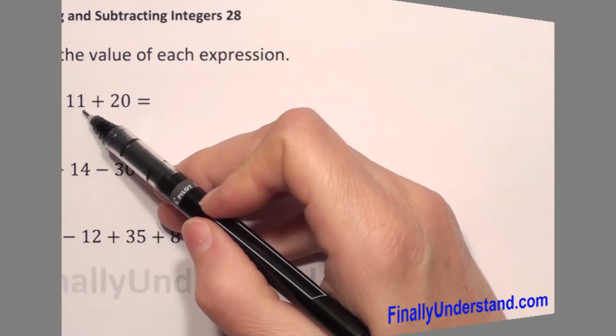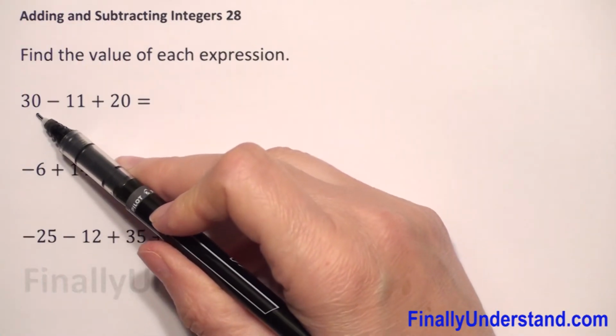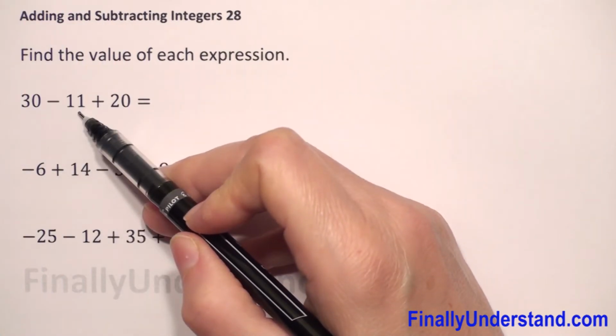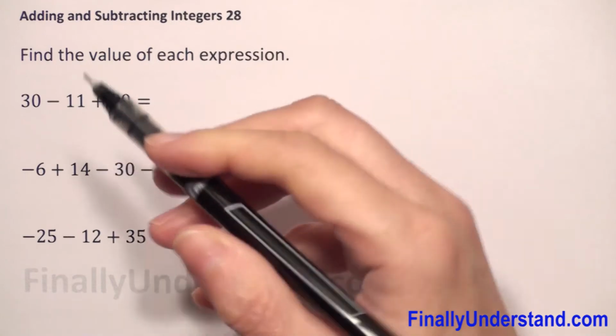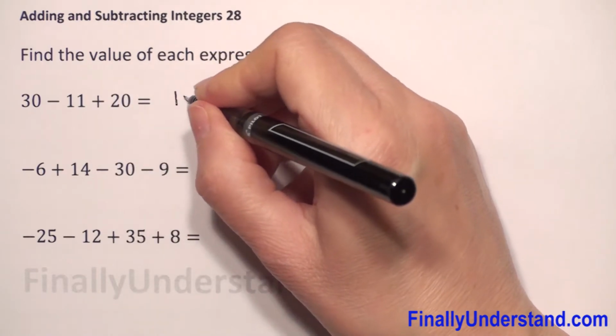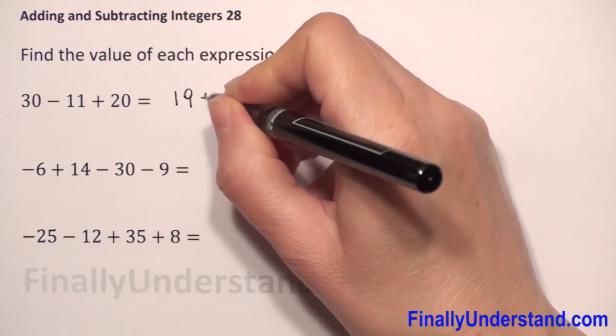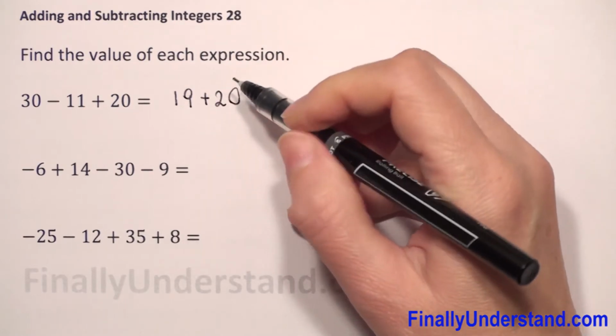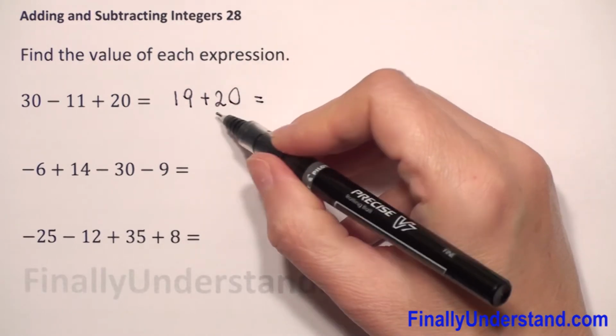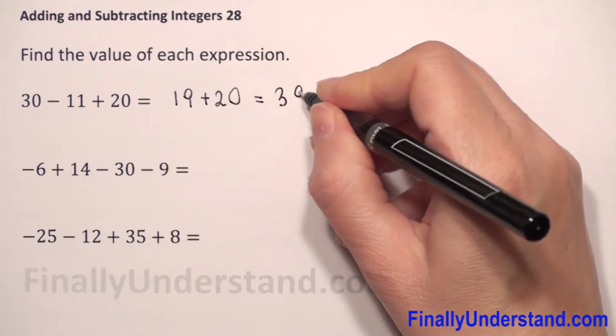We have to find the value of each expression. In the first example, we have 30 minus 11 plus 20. We start from the left side. 30 minus 11 is 19. So we can write that this is 19 plus 20. We just copy. So this is equal to 39.